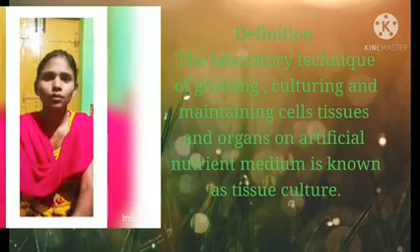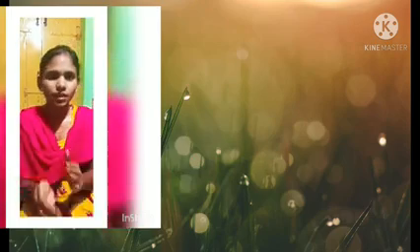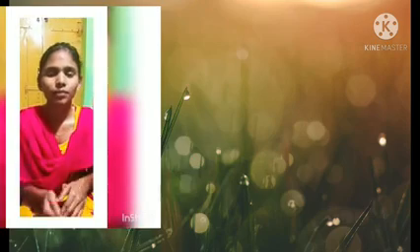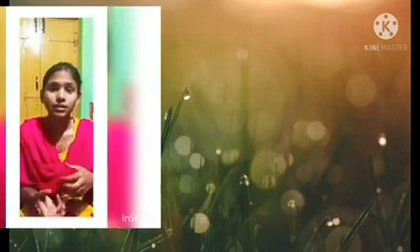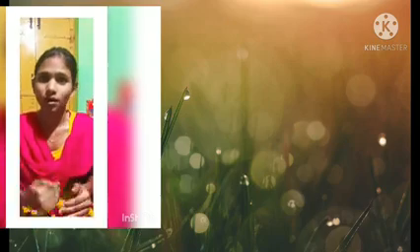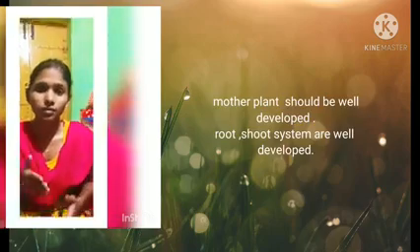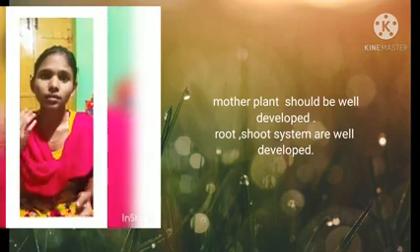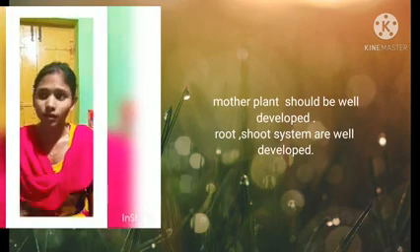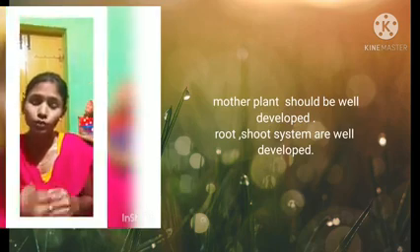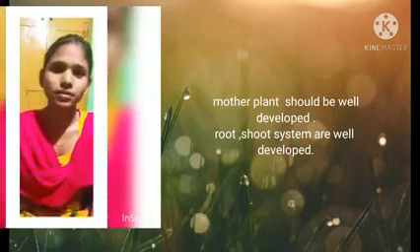Let's go to the root system. Here, first we need to select the mother plant. That mother plant consists of the root, leaf, and stem. The roots absorb the water. Here we are preparing a plant artificially. The roots are present under the soil, and the leaf and stem are present above the soil. The root system and shoot system should be well developed.